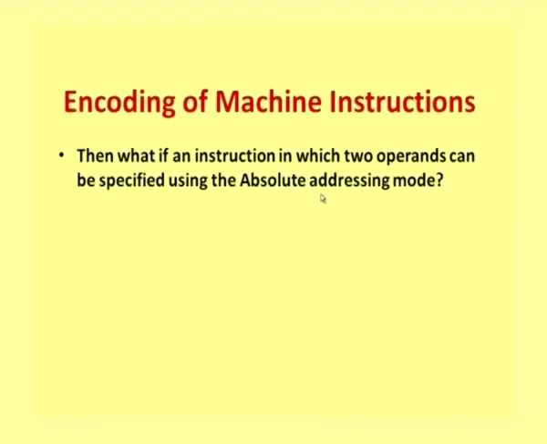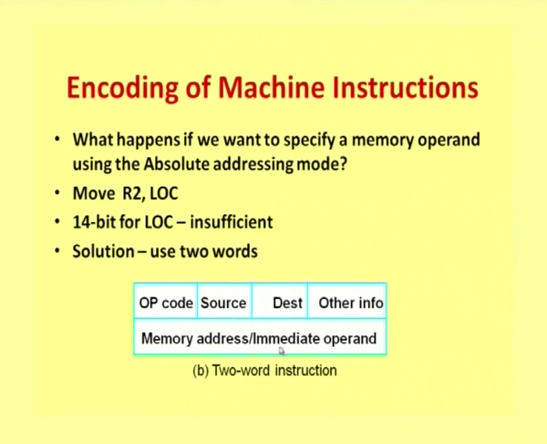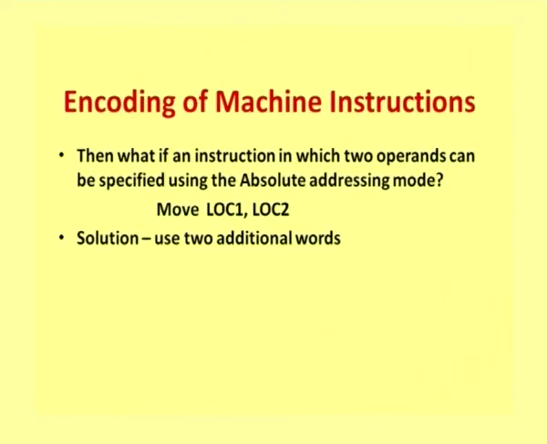Now, next question is, what if 2 different operands can be specified using the absolute addressing mode? In the previous example, we only had one operand specified using the addressing mode. So, maybe it was the source or the destination which was specified using this. Now, what if both the source and destination had to be specified using the absolute addressing mode? So, now you can see that it is not sufficient if I have just one more 32 bit word to specify this. I will now require 2 additional words.